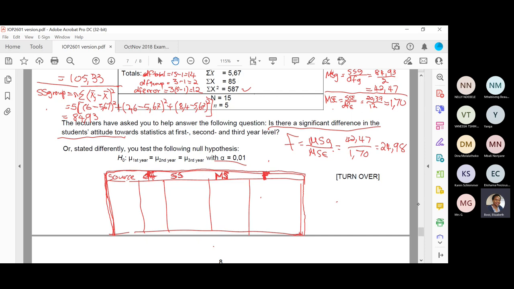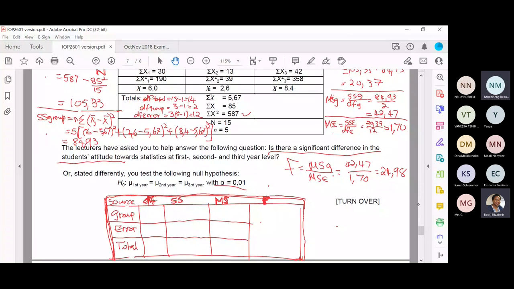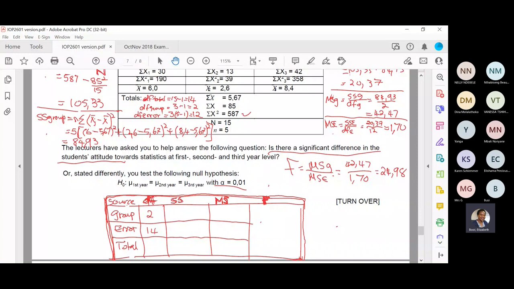So now we can do, what do we call this one? The group, the error. Usually it's called treatment. I'm not sure if you want to use treatment or group. You can. It doesn't really matter. And then the total. So yeah, you will have the degrees of freedom. So degrees of freedom for group, you will say 12, 14, is it 14, 12? You will say 12, and then you will have 14 there.